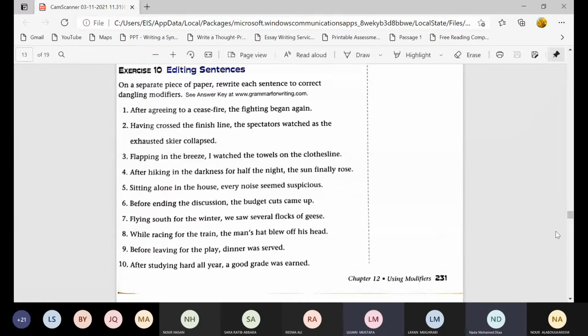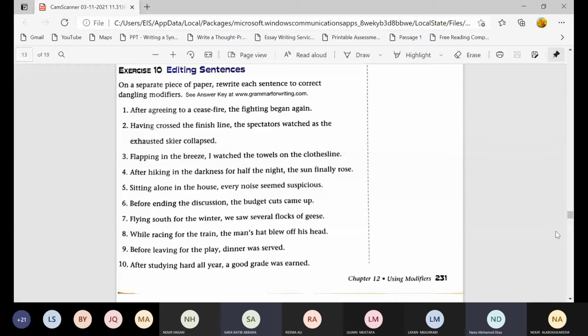Having crossed the finish line, the skier collapsed while the spectators watched them. Excellent. Excellent. Okay, number 3. Miss, is it correct? Yes.